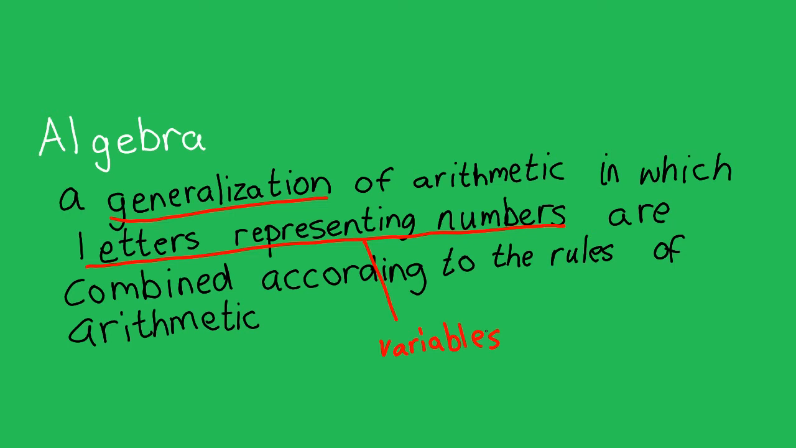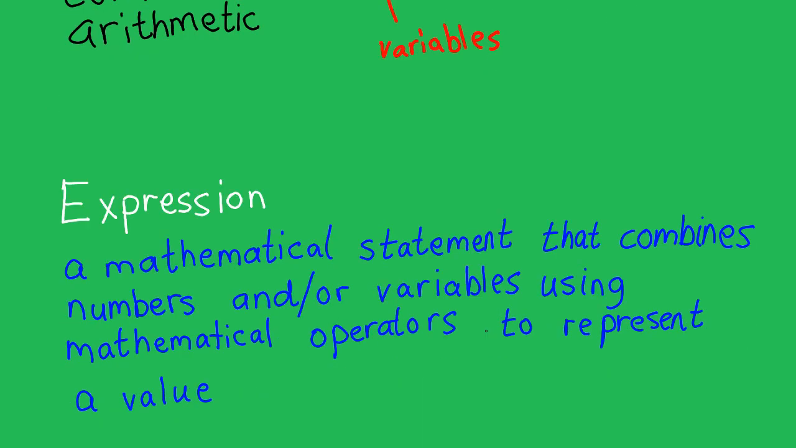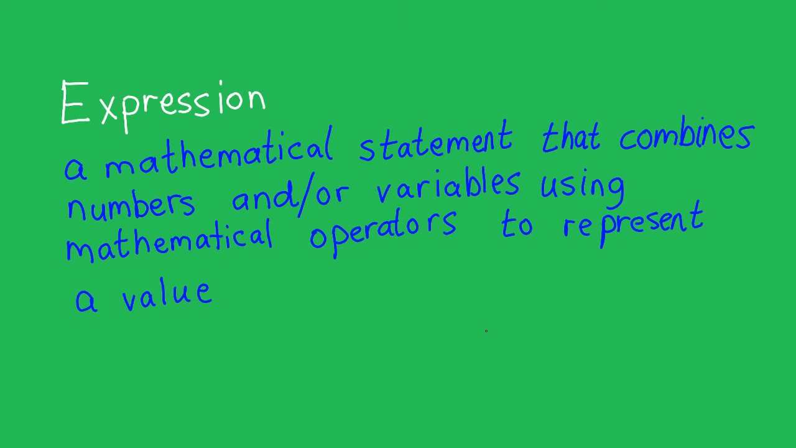we talk about expressions. So what is an expression? Well, an expression is just something that we can use to represent a real world value. A better definition might look something like this. An expression is a mathematical statement that combines numbers and/or variables using mathematical operators to represent a value. So with expressions, we take numbers and we can also use variables, and we combine them together with plus and minus signs to represent a value.